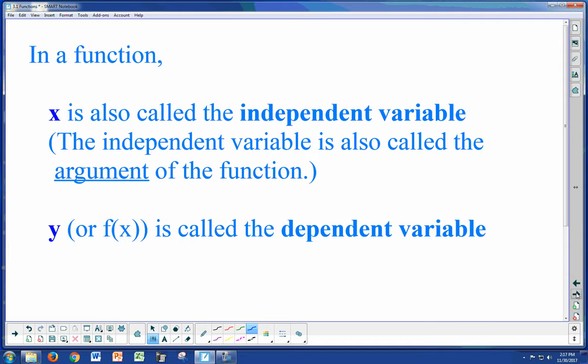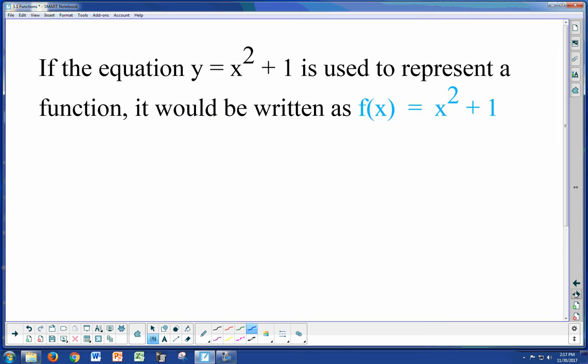Okay, so of course, just a quick review of what we did in Algebra 1. The x is the independent variable, also called the argument, and y is the dependent variable. So here we have an example where y equals x squared plus 1. You could think of that as f of x equals x squared plus 1, just like they're showing there. And this would be written functionally, and this would be written in equation form, or explicit equation form.